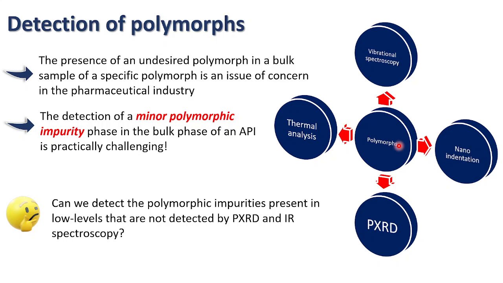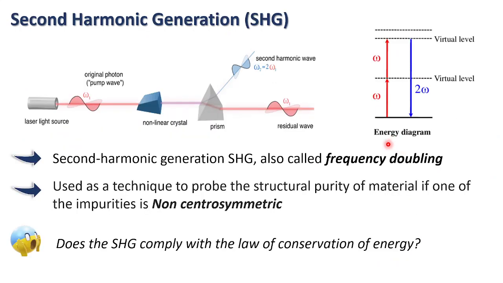Can we detect the polymorphs using PXRD and IR spectra? That is the main problem that we are facing. Okay, then we are going to find a solution for detection of small quantity of polymorphic sample. Before that, we should know what is second harmonic generation, SHG. SHG is not a symbol, it's second harmonic generation.